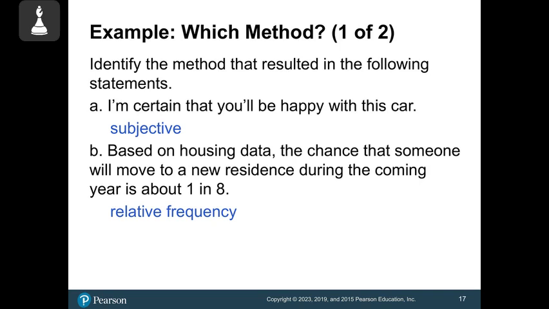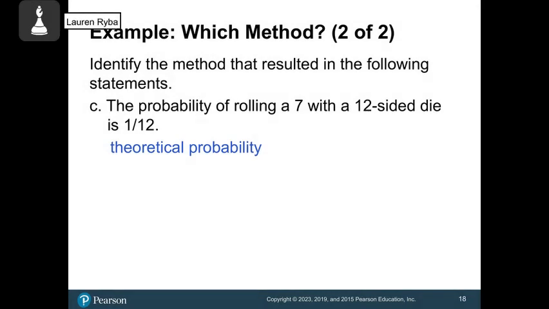Next one. Based on housing data, the chance that someone will move to a new residence during the coming year is about 1 in 8. So this says based on data. We're basing it on data, numbers that we've counted and collected. So that's our relative probability or relative frequency. C, the probability of rolling a 7 on a 12-sided die. Well, if you've created your 12-sided die correctly, each side is going to be equally likely. So it's going to be theoretical probability, and 7 happens 1 out of 12 of those times.